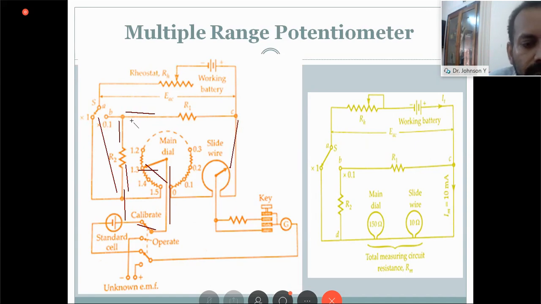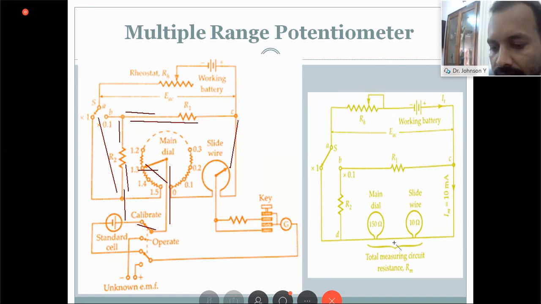In the second case, at the same time, the current will also flow through this resistor. So the current division happens. So there is a range extension. So this is the multiple range potentiometer.